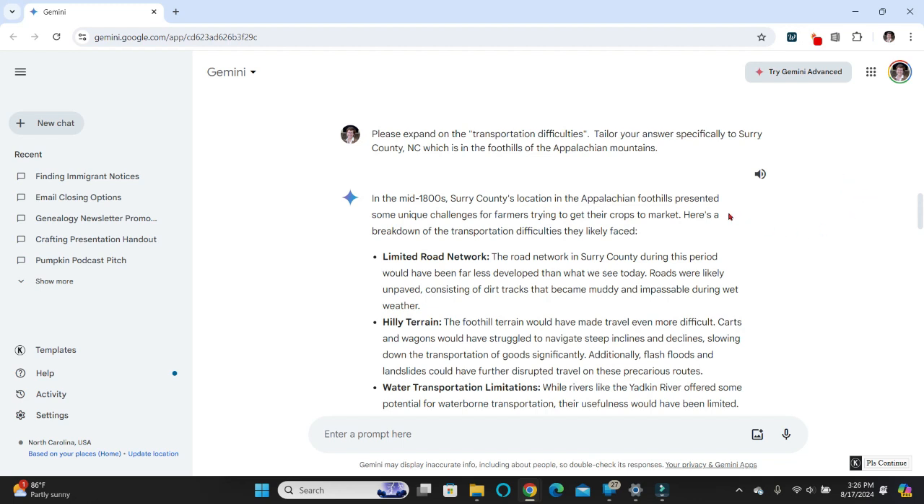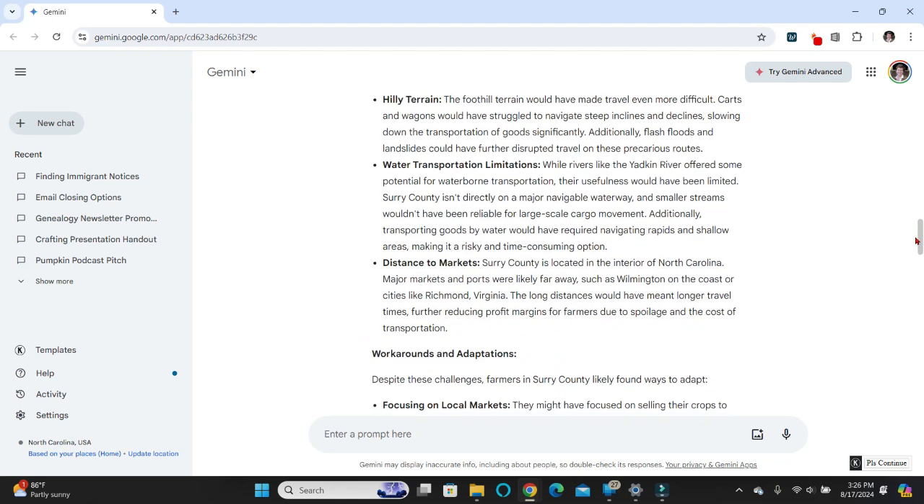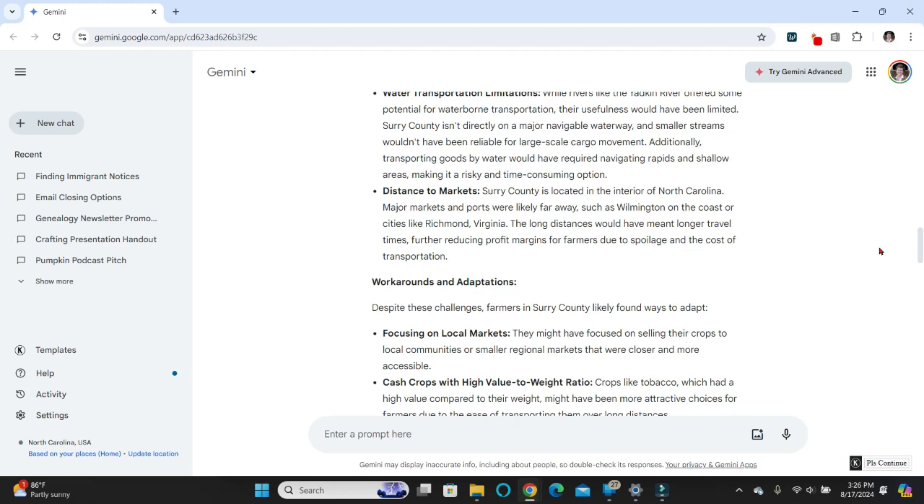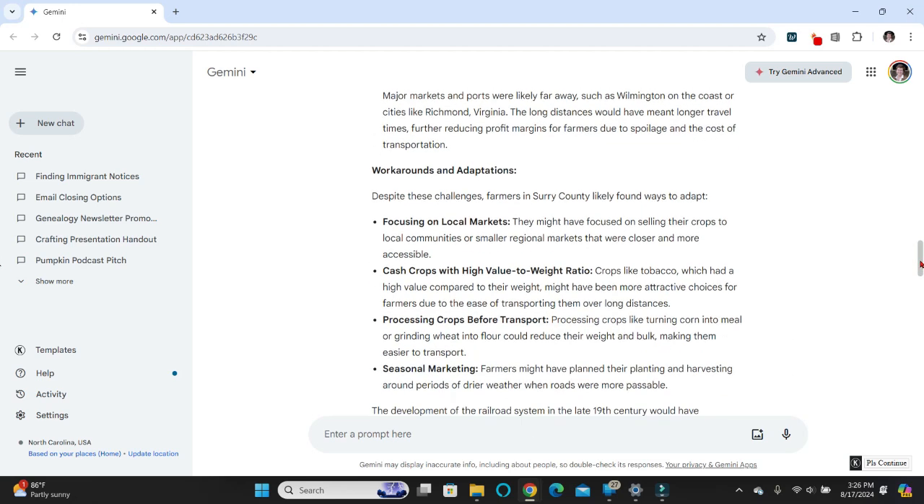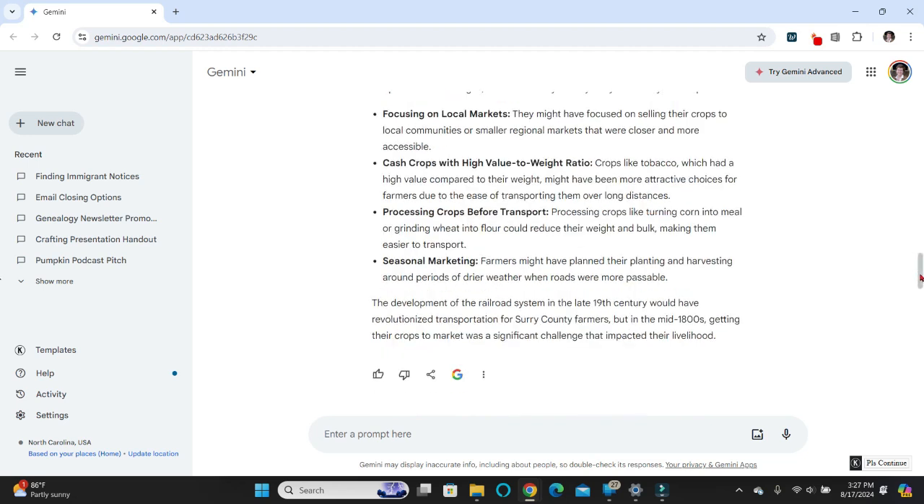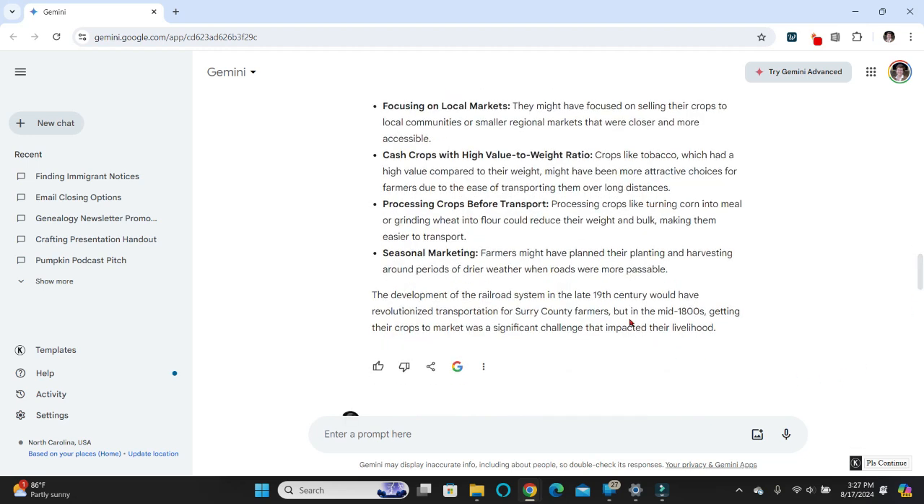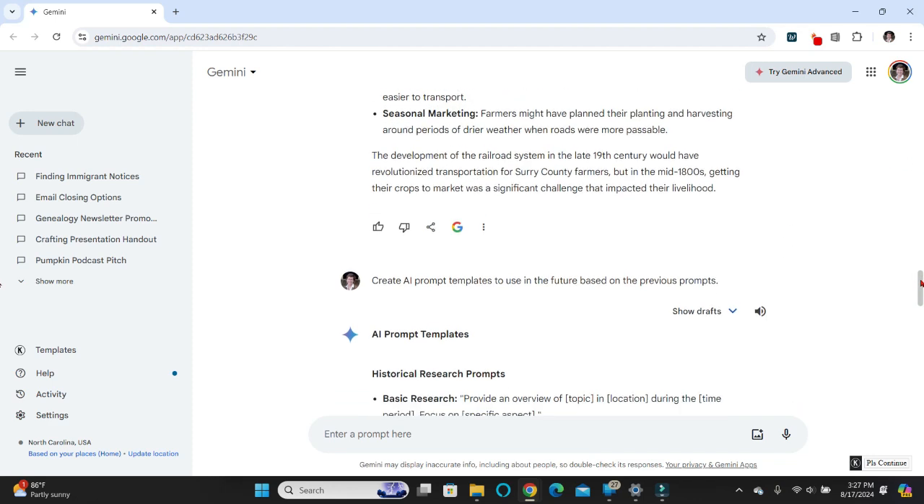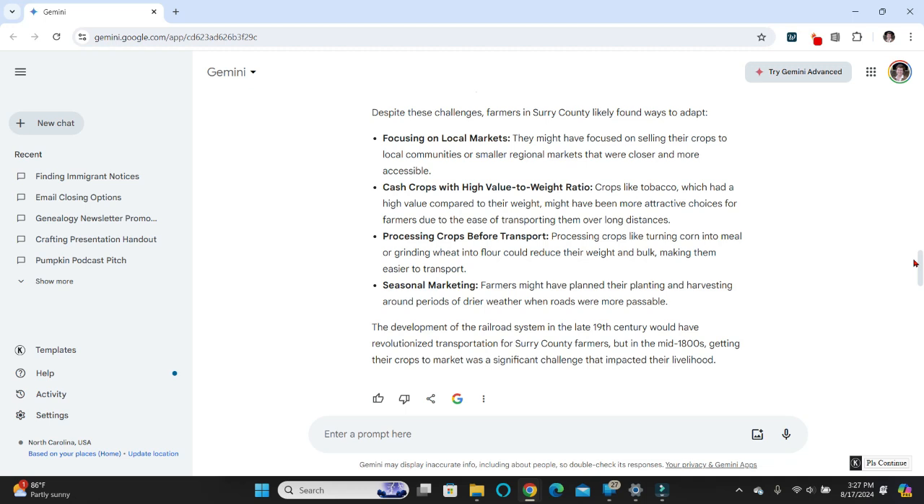It's telling me, again, yes, that it had challenges: a limited road network, hilly terrain, yes, definitely very difficult, water transportation, and distance to market. So it was, what did they do to get around it? So it would tell me a little bit more. It told me how they focused on local markets, the types of cash crops that they would have had, but that the railroad system in the late 19th century would have revolutionized it for them, would have really helped them out. So did this give me the next greatest thing?